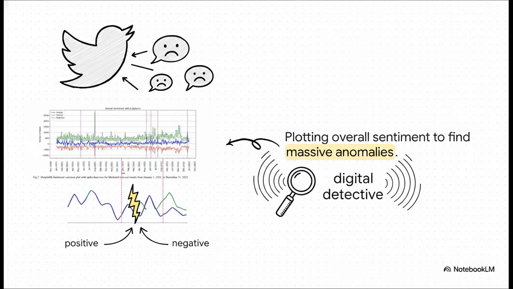And when you look at that timeline, you start to see these sudden, huge jumps. Those are the anomalies. A spike is officially triggered when the overall sentiment jumps by a massive threshold of more than 500 points in a single day. When that happens, our digital detective knows something major just occurred in the real world to make Twitter explode.